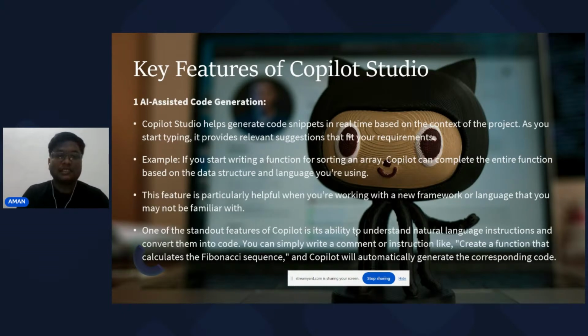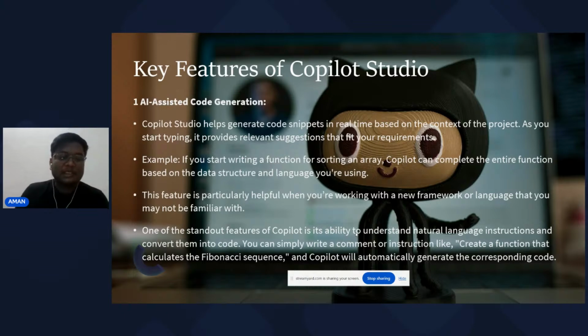What are its key features? Let's introduce. So, Copilot Studio helps generate code snippets in real time based on the context of the project. As you start typing, it provides relevant suggestions that fit your requirements. So, let's take an example. If you want to create a function, basically, if you write a comment, GitHub Copilot Studio automatically suggests autofill. For example, if you start writing a function for sorting an array, Copilot can complete the entire function based on the data structure and language you are using.